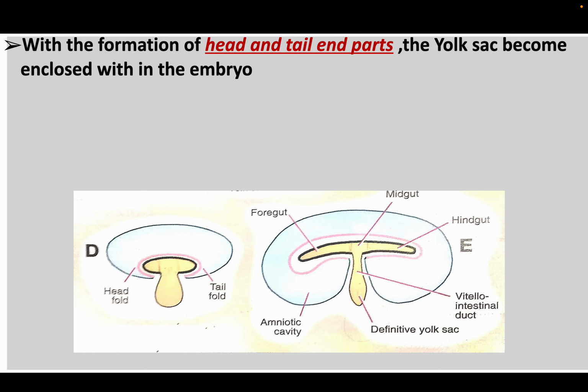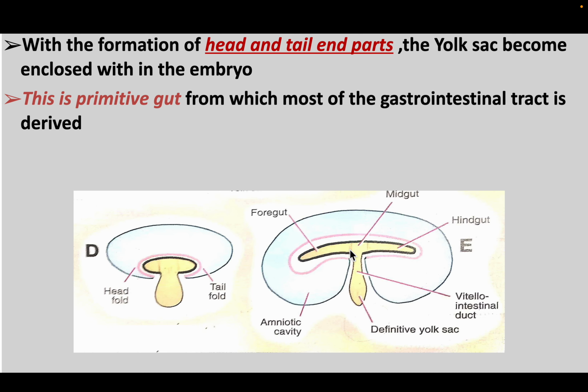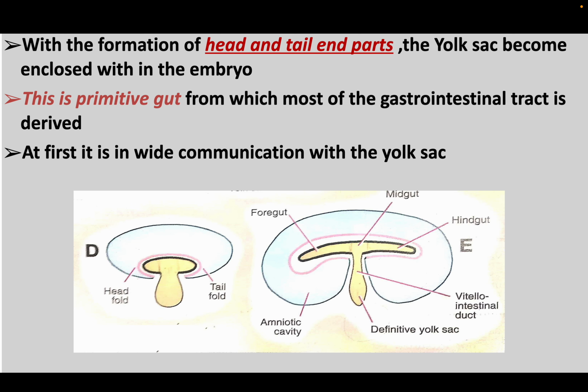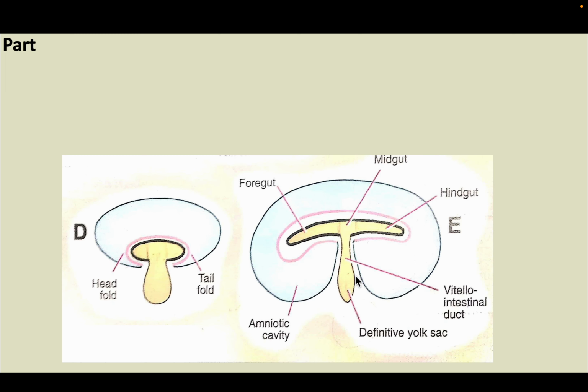Now next, with the formation of head and tail folds, the yolk sac becomes enclosed within the embryo. You can see with this folding, part of the yolk sac is enclosed within the embryo. So this is the primitive gut, from which most of the GIT, or gastrointestinal tract, is derived. At first it has a wide communication with the yolk sac. You can see here. Later on it becomes narrow and is now called the vitellointestinal duct.